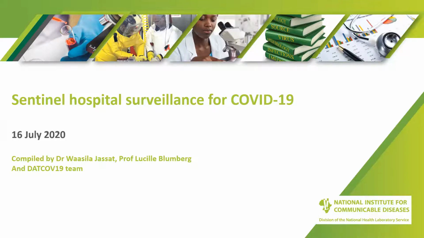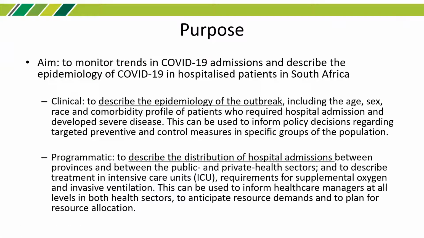So I've been invited to share a little bit about the Sentinel Hospital Surveillance for COVID-19 that was established at the NICD, led by Prof. Lucille Bloomberg. So the purpose of the surveillance was to describe the epidemiology of COVID-19 in patients admitted to hospital in South Africa. We wanted to first look at the profile of the patients to describe them so we could understand who this disease is affecting and which people have poor outcomes. And secondly, we wanted to look at the distribution of the hospital admissions. Where are they admitted between the different provinces, between the public and private health sector? Are the patients in ICU or general wards? Do they need ventilation?